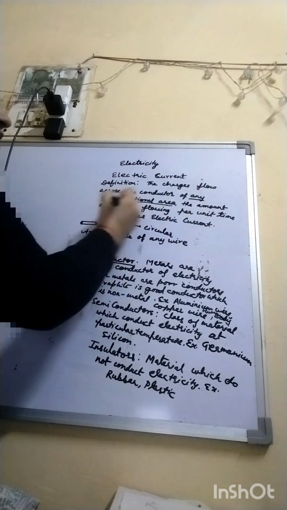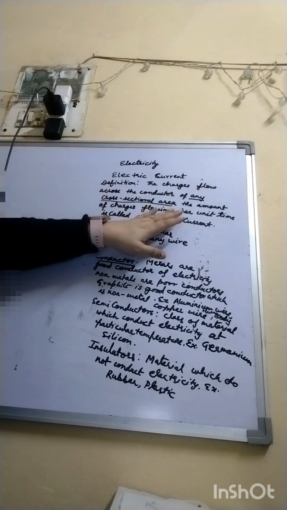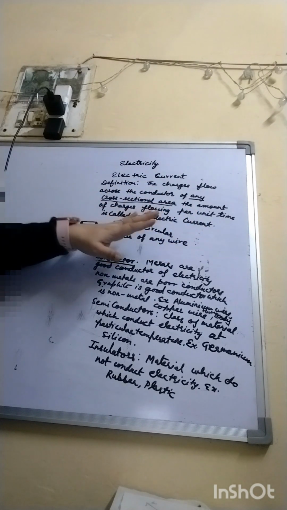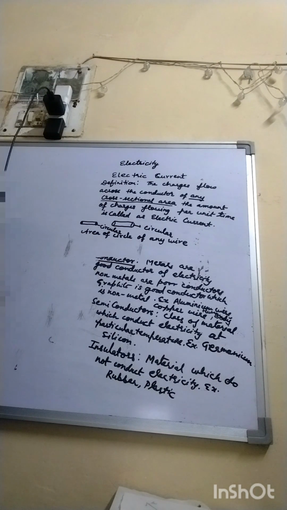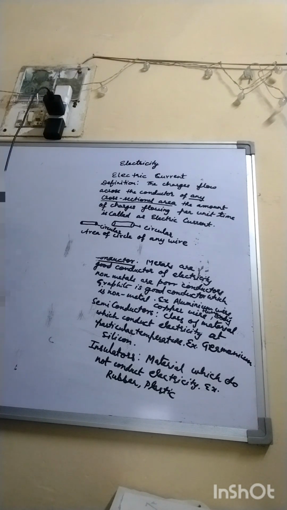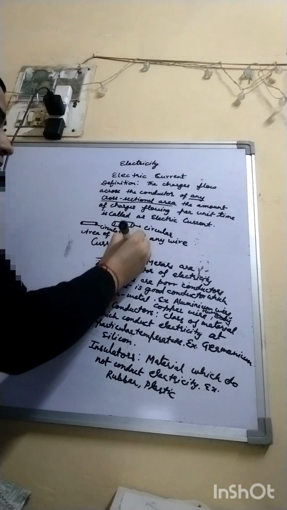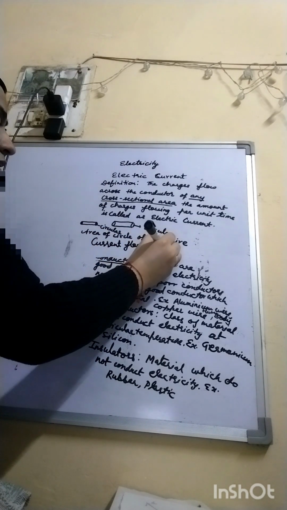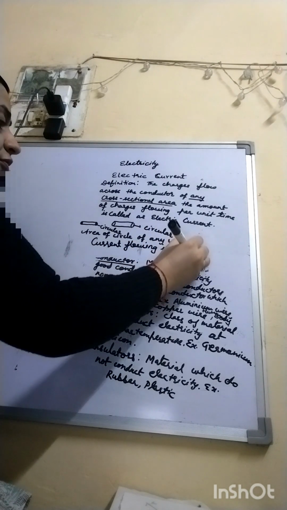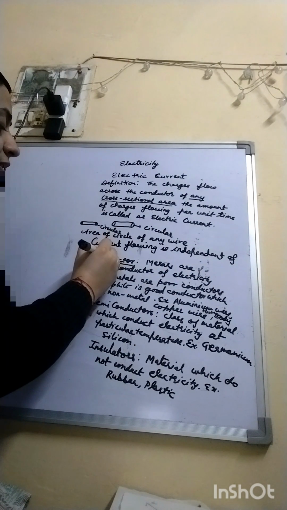This keyword must be included while writing the definition. If you just write that the amount of charge flowing across the conductor per unit time is called electric current, then marks would not be given for not writing any cross-sectional area. So the current flowing is independent of the area or thickness of the wire.